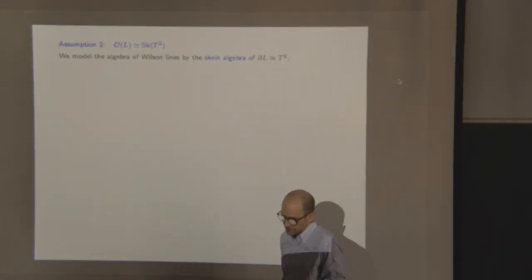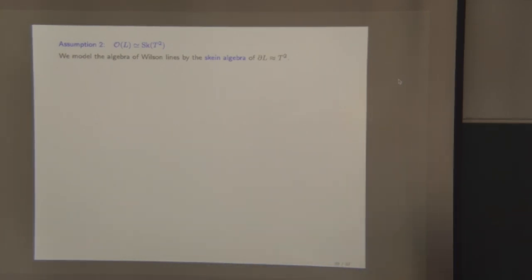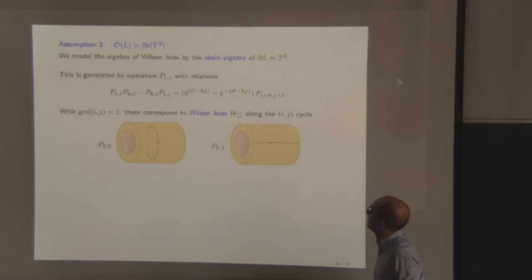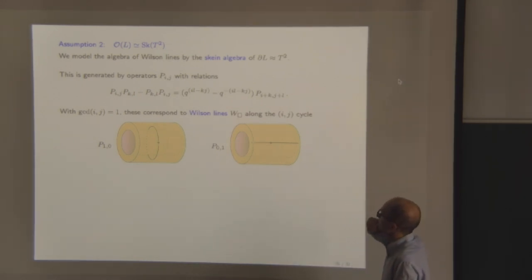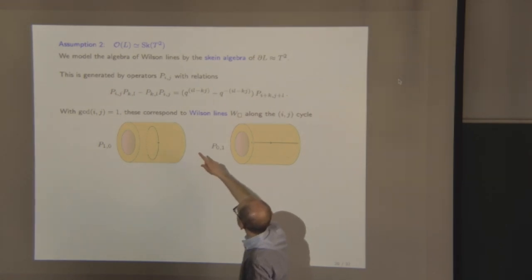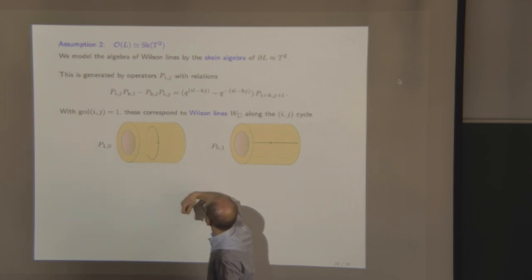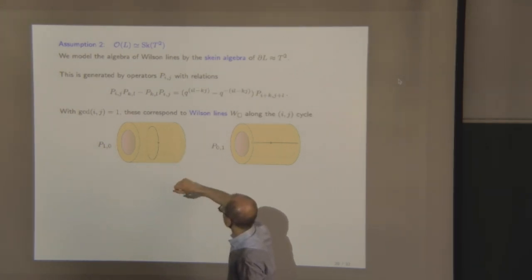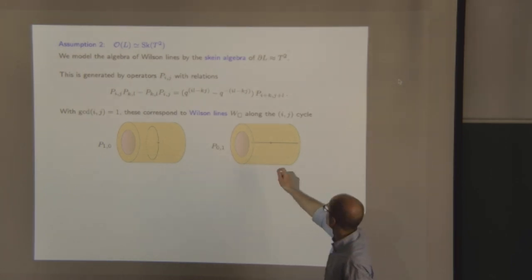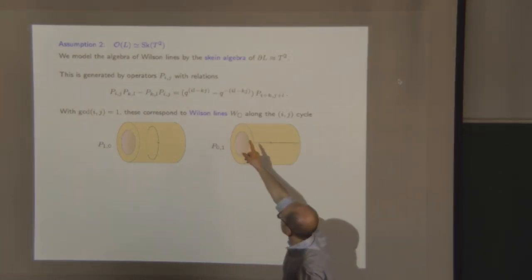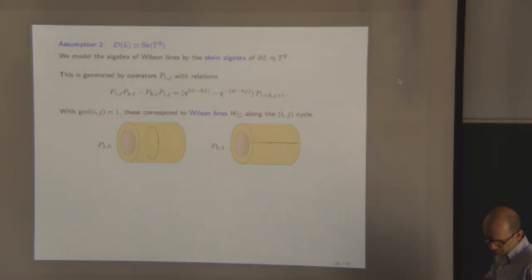The second assumption is about the algebra of observables. So we're going to identify the algebra of Wilson lines with the skein algebra of the boundary torus. And what that means is that we're going to consider an algebra generated by operators, Pij, corresponding to Wilson lines, or line operators, on a thickened torus. And these Pij's, for example, 1, 0 corresponds to the meridian, 0, 1 to the longitude, and they satisfy some commutation relations which are given here.